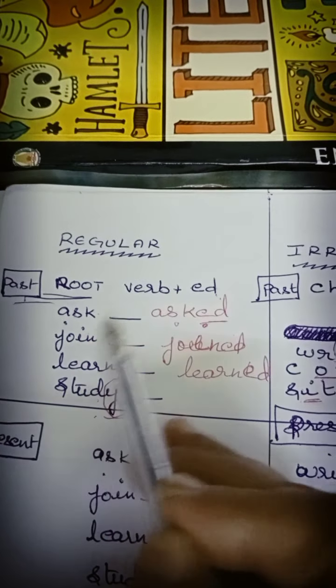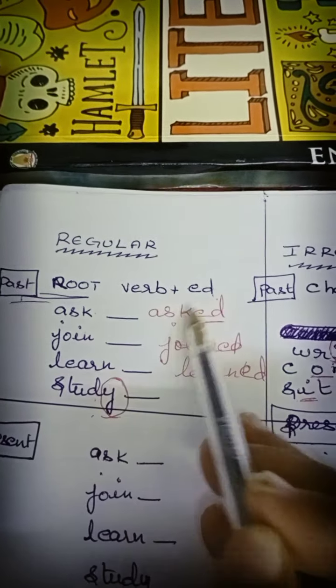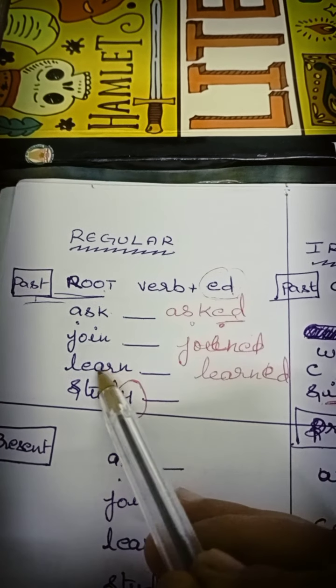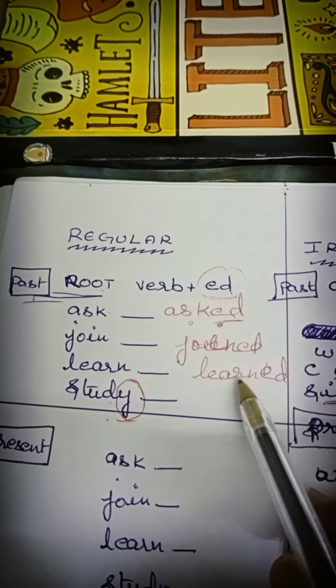In regular verbs, I will add ed for the past tense. Along with the root verb, I will add ed. Okay. So ask, asked; join, joined; learn, whether learnt or learned, whatever it is. Okay. So when we add ed with the root verb, it becomes a regular verb.